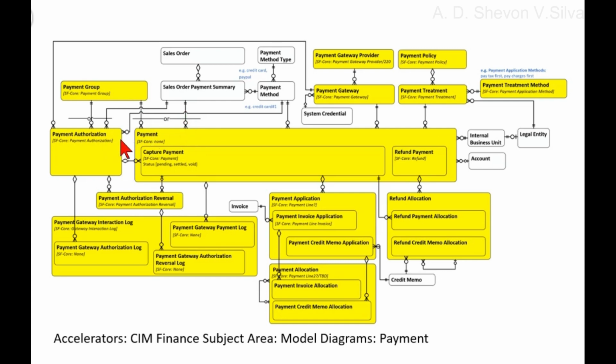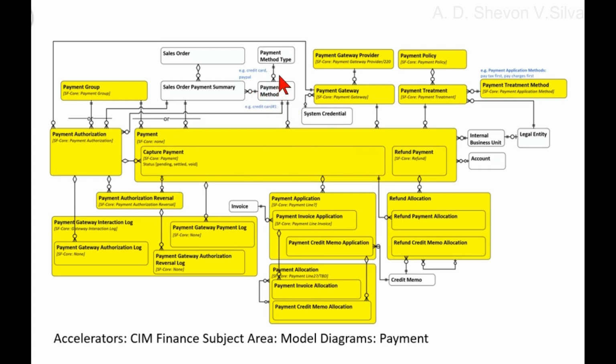Here the payment authorization has one and only one payment method, and payment method has zero or more payment authorizations. And here the payment group has zero or more payments, and sales order payment summary has zero or more payments, and here the payment has one and only one payment method, and payment method has zero or more payments.